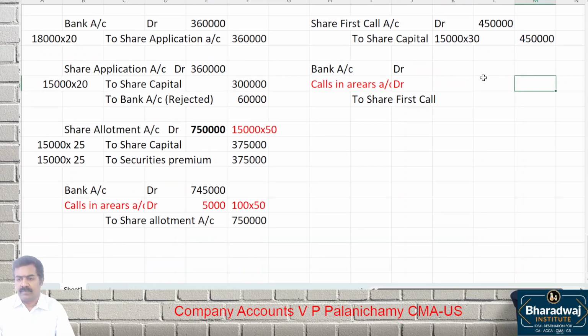So how many shares will come? X's 100 shares, sorry, X's 100 shares plus Y's how many? 200 shares, total into 30. X is not paying for 100 shares, Y is not paying for 200 shares, into 30 rupees. How much? 9,000.